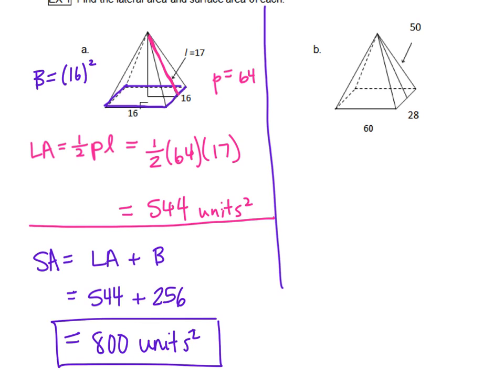So pyramids and lateral areas and surface areas, it's kind of nice because you actually have a formula to follow, so it's a little bit faster than the prisms.